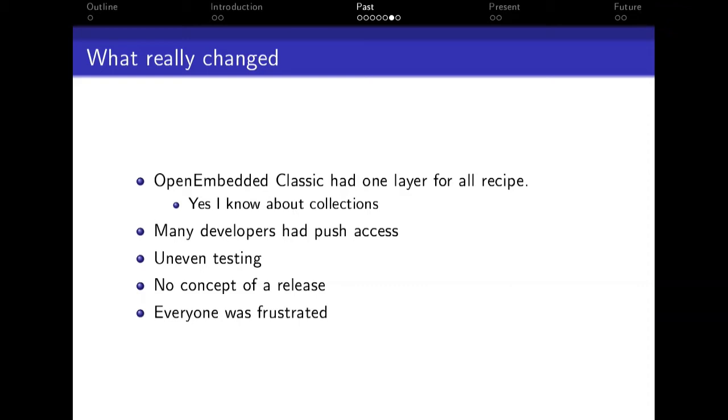So we had one layer. It's basically recipes, core, a lot of the same directories. And it just became very huge. And then there was always the controversy of how many versions of a recipe to keep. This was controversial. And pretty much everyone had push access.